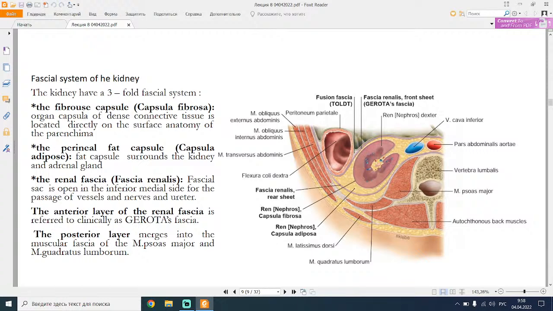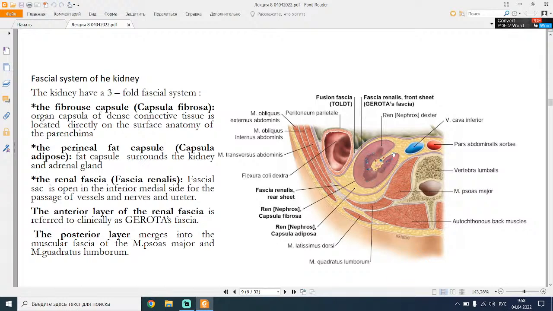Fascial system of the kidney. The kidney has a threefold fascial system. First, the fibrous capsule. What you see? Capsula fibrosa.